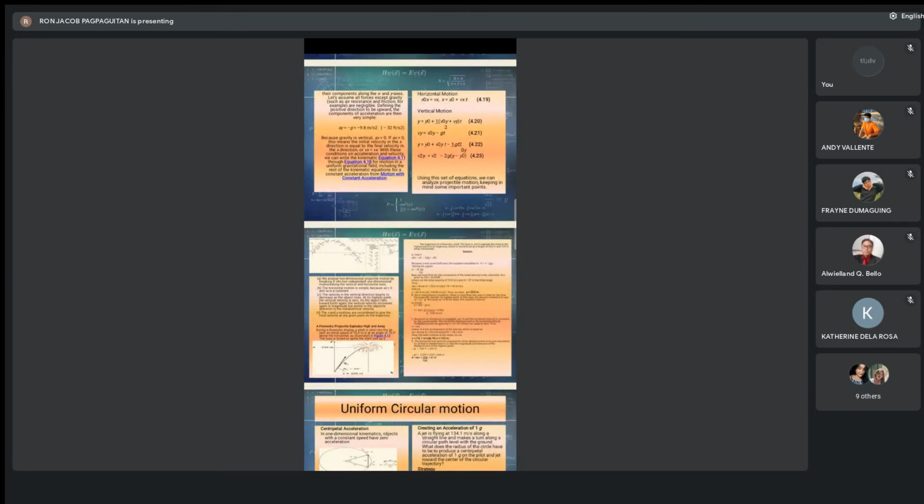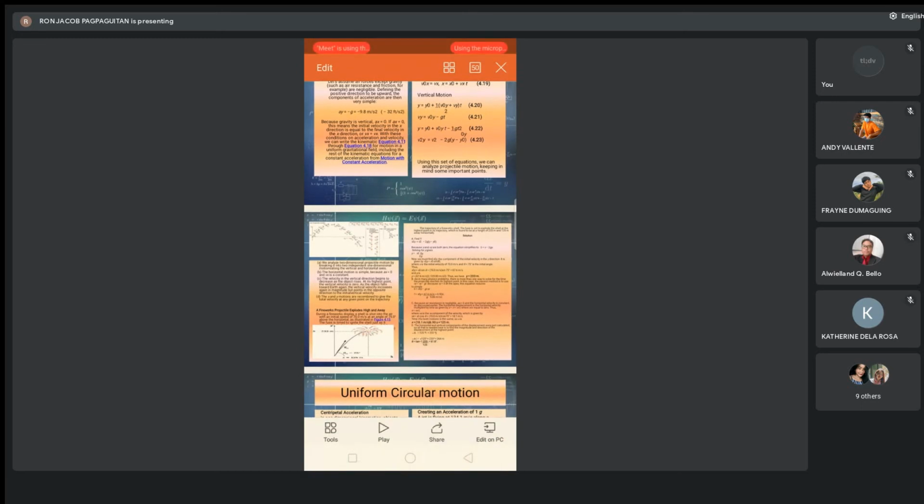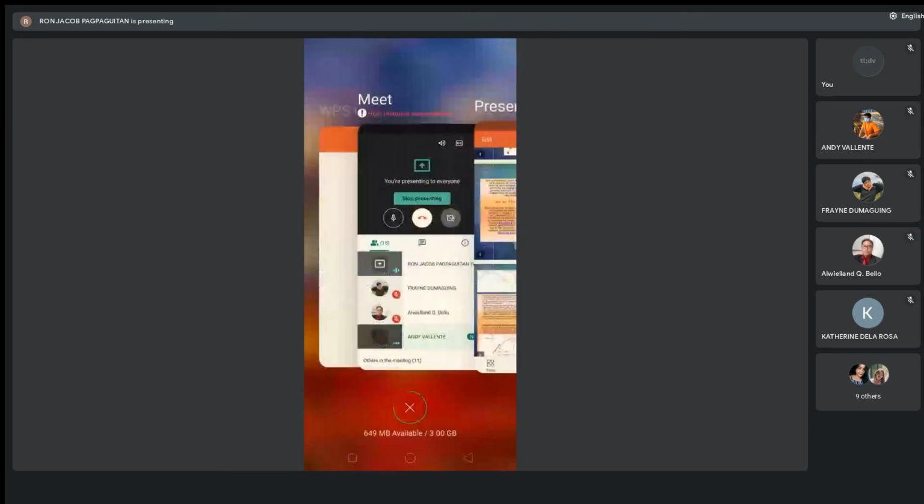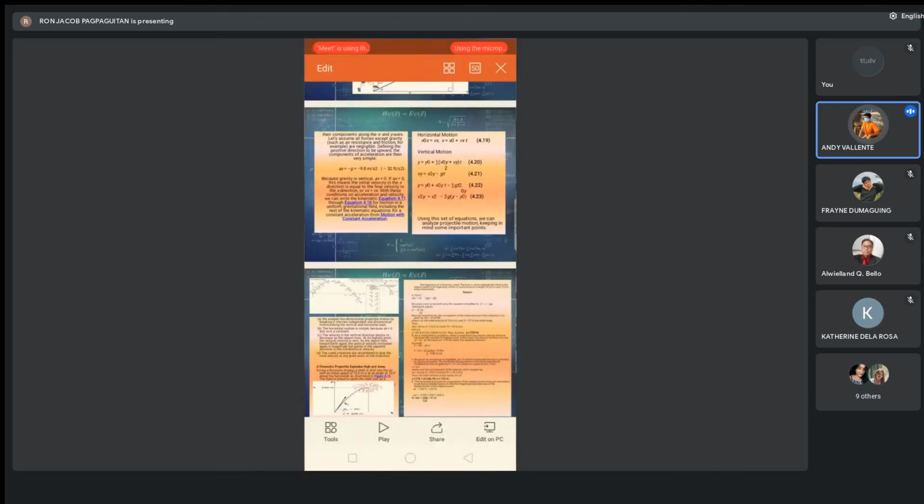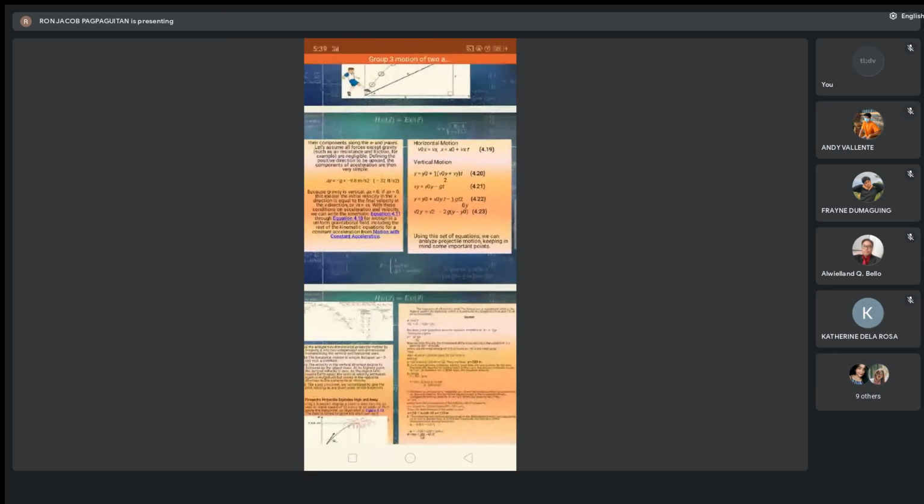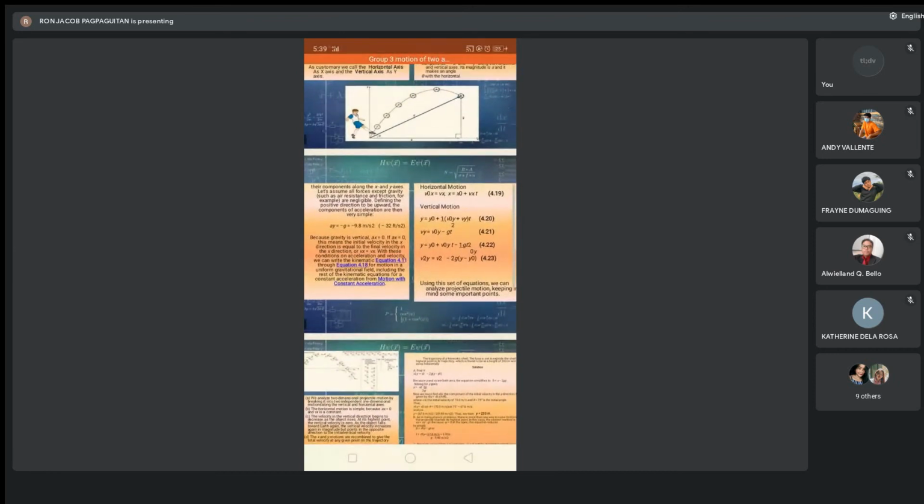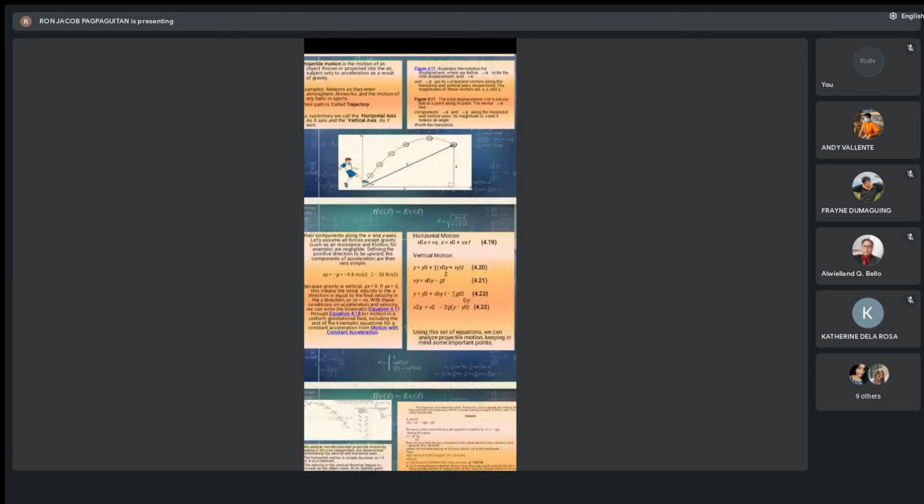Makita ninyo, mabasa ninyo ang horizontal motion. Hello. Ikon lang Ron kay gagmay kayo. Kana mabasa na. Kani. Ay, makita.